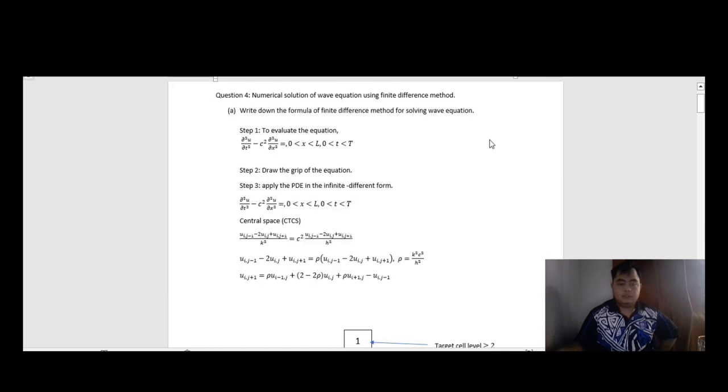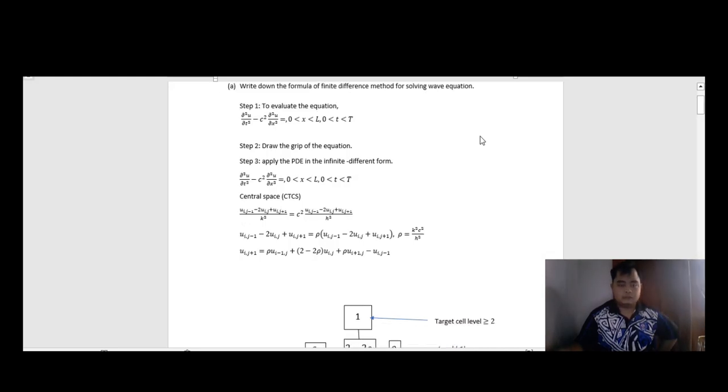Okay, today I am going to define the wave equation that we're going to solve using finite difference methods. Okay, here I have picked question number 4, numerical solution for wave equation using finite difference methods. Okay, in the first step we're going to state the formula of the finite difference method for solving a wave equation. Here we're going to evaluate the wave equation into a finite difference method.